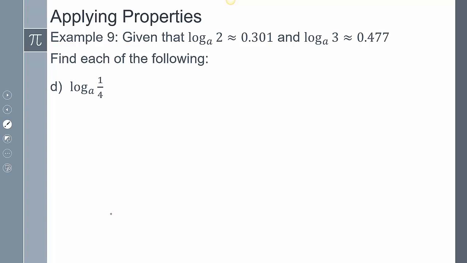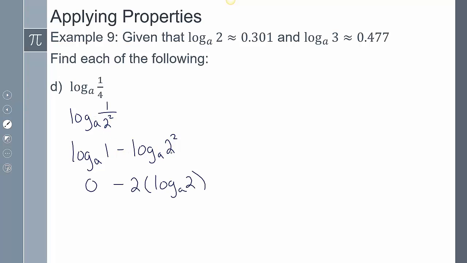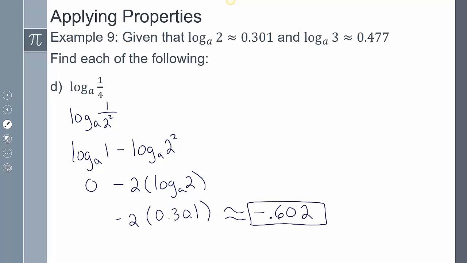Log base a of 1 over 4. I can simplify that into 2 squared. And so I can write this as log base a of 1 minus log base a of 2 squared. I can bring that 2 to the front, and I know that log base a of 1 is 0. Log base a of 2 is 0.301. So multiplying that through, I get negative 0.602.